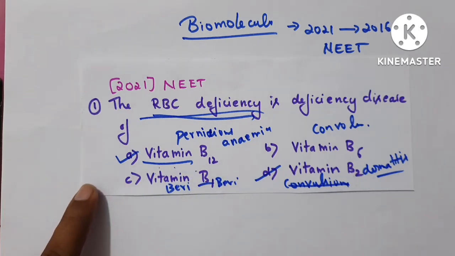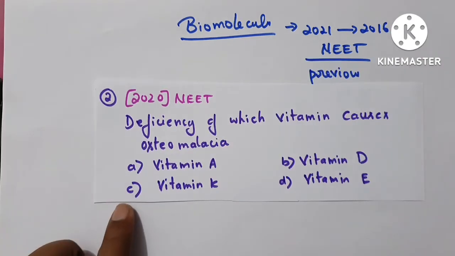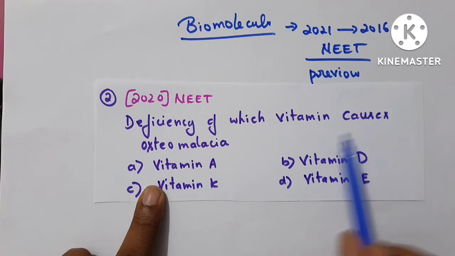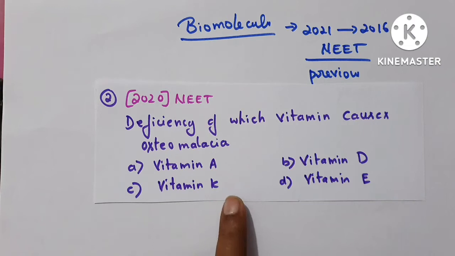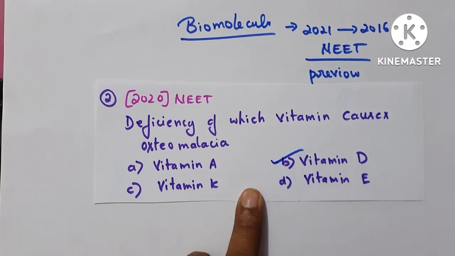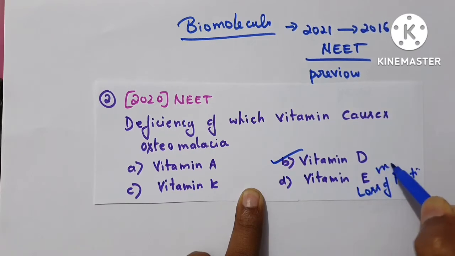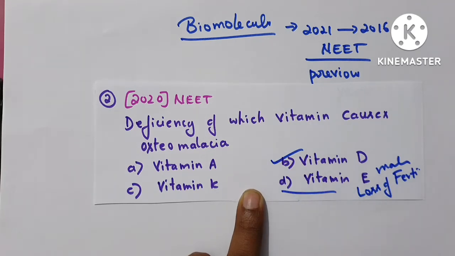Let us quickly move to the next question now. In the next question, it's a re-NEET of 2020. A deficiency of which vitamin causes osteomalacia? Osteomalacia is caused due to a deficiency of vitamin D. This is a very easy question. I know that children, you will solve this in a few seconds. What does vitamin E cause? Vitamin E causes loss of fertility, and that too in males.